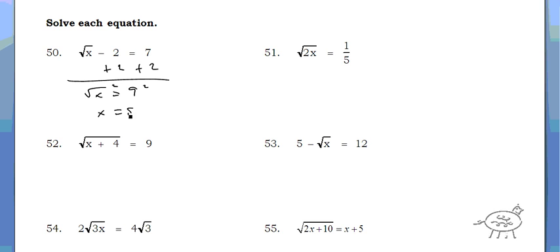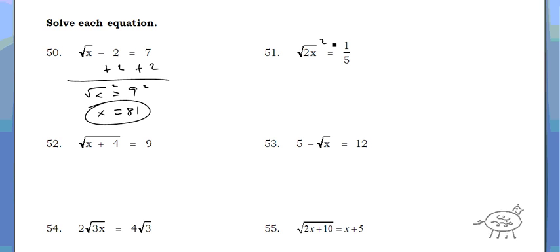So x equals 81. Okay, please don't square root it. It's the opposite of the square root, which is squaring it. So you square both sides and you get 81. I mean, it's easy to check it too. You put in the 81 in that square root of x, so square root of 81 is 9, 9 minus 2 is 7. That's pretty easy.